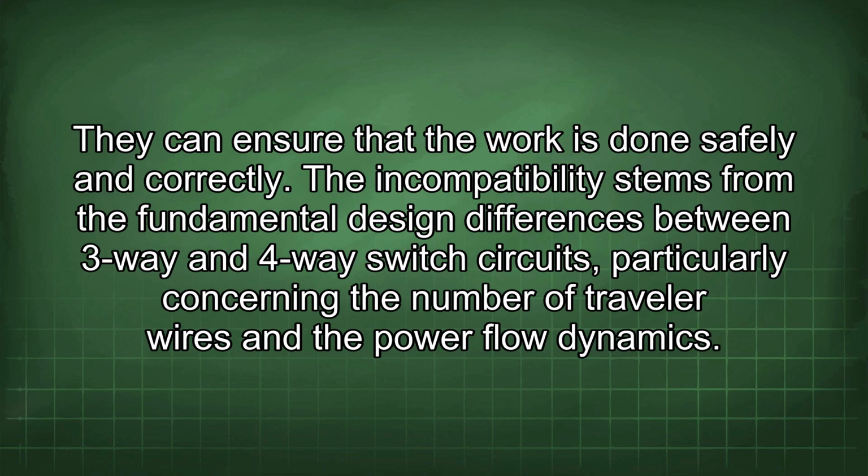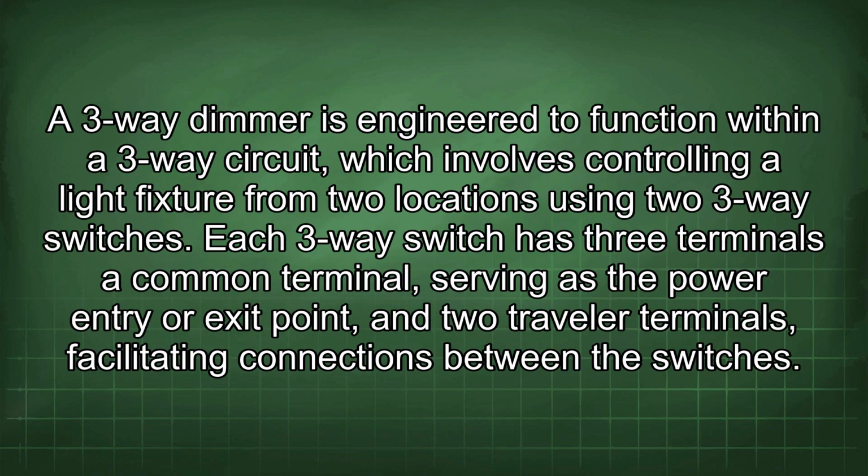The incompatibility stems from the fundamental design differences between three-way and four-way switch circuits, particularly concerning the number of traveler wires and the power flow dynamics. A three-way dimmer is engineered to function within a three-way circuit, which involves controlling a light fixture from two locations using two three-way switches. Each three-way switch has three terminals: a common terminal, serving as the power entry or exit point, and two traveler terminals, facilitating connections between the switches.